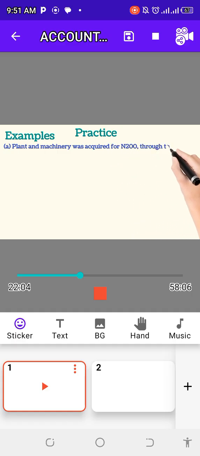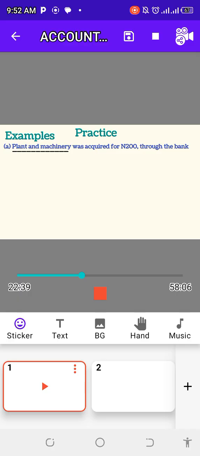Now let us go into full practice. Let us do it practically to bring out the essence of double entry. This is example 1: plant and machinery was acquired for 200,000 through the bank. The first thing we will do: in any transaction, there must be at least two accounts. The first one is plant and machinery, and the second one is what?